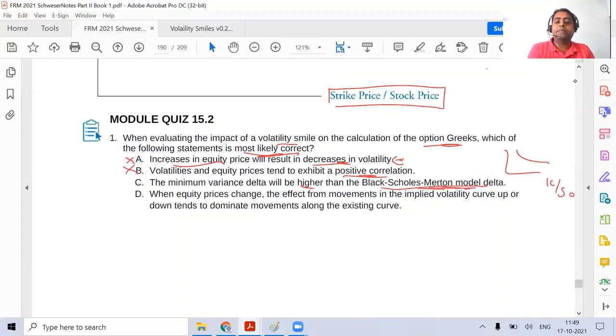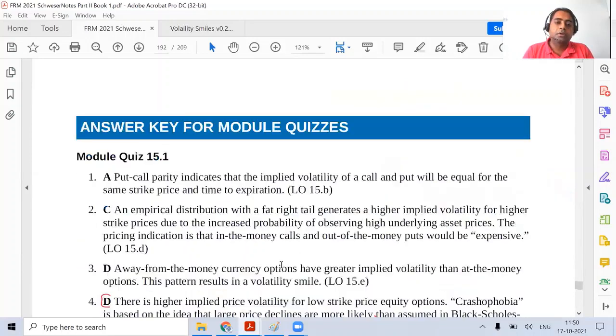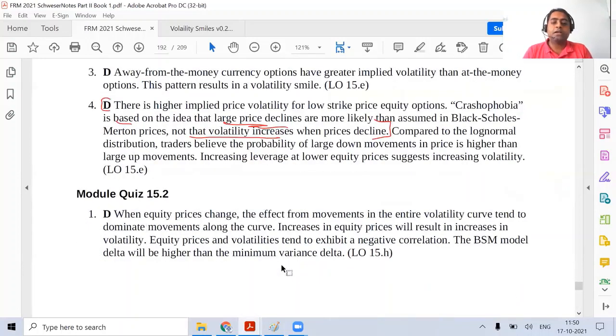Why D? Equity price changes. The effect from movement in the implied volatility curve up or down dominates movement along the existing curve. It primarily means that whatever is the current behavior, when the equity price changes, it has a higher impact compared to the existing curve. So the wording is not written in a very easily understandable manner. I will take you towards the solution now. We have already seen the solution for the first part.